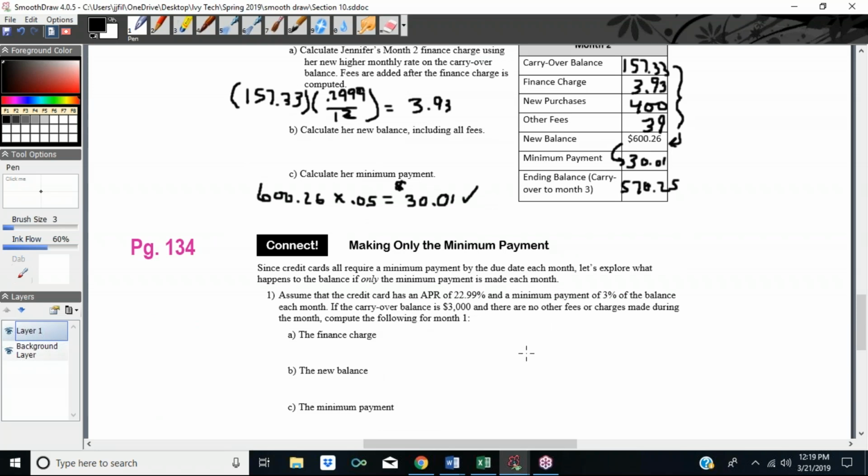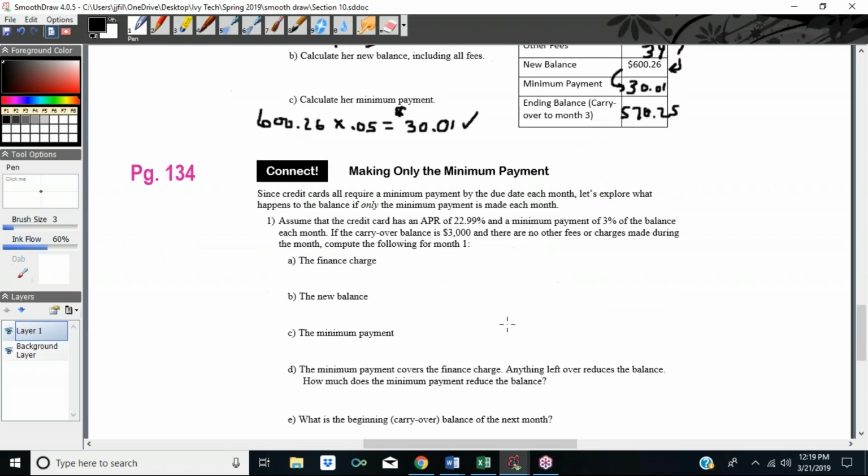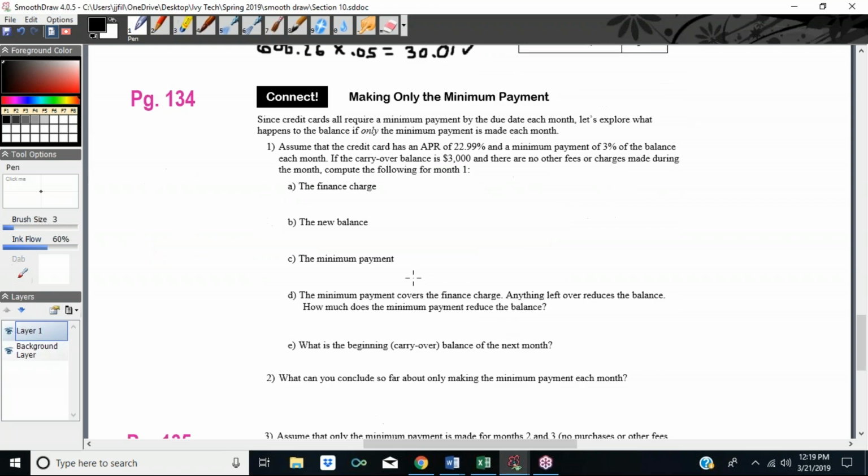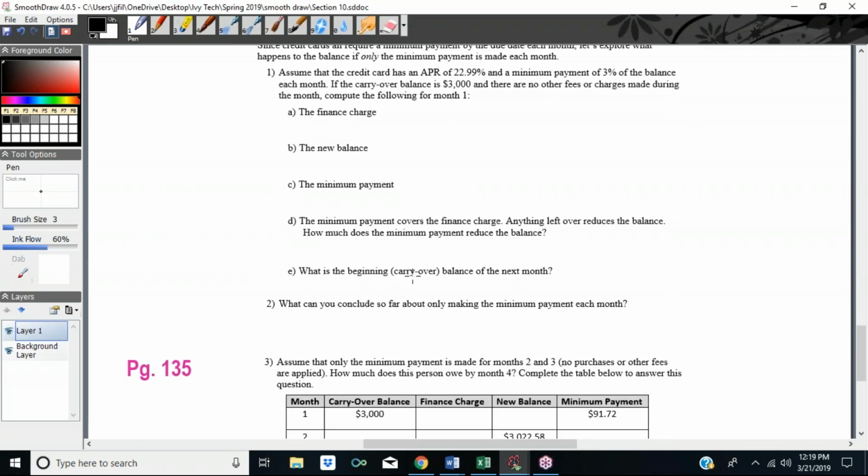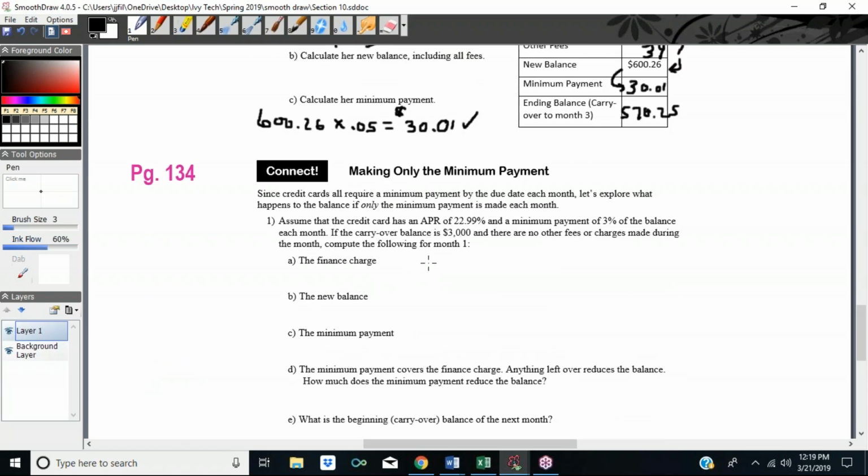So it says, since credit cards all require a minimum payment by the due date each month, let's explore what happens to the balance if only the minimum payment is made each month. So we're going to look at this. Let me go a little bit further here. Okay, we're going to look at this 22.99% on the $3,000 with a minimum payment of 3%. So the finance charge, we're going to take that $3,000 times 0.2299 and divide by 12, and we'll get the finance charge for the first month.